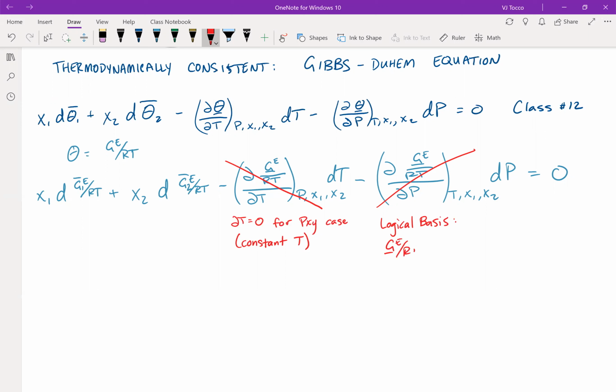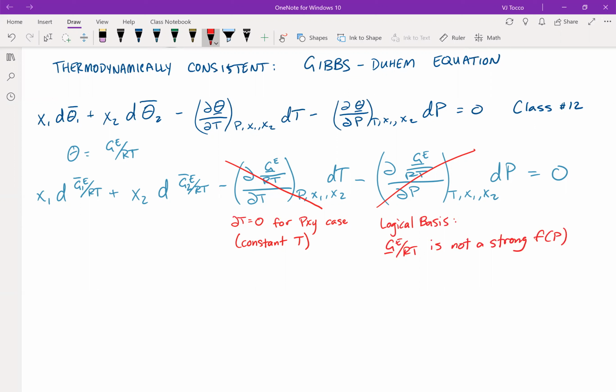GE over RT is not a strong function of P. So if I change pressure a little bit, I don't expect the molar excess Gibbs free energy divided by RT to change much. Now again, in the other case where I'm doing the TXY, I couldn't necessarily cancel this third term. So it'd be a little bit more difficult mathematically, which is why I'm doing the PXY case. Again, it shouldn't matter either way. It's just in terms of which one is more complex.